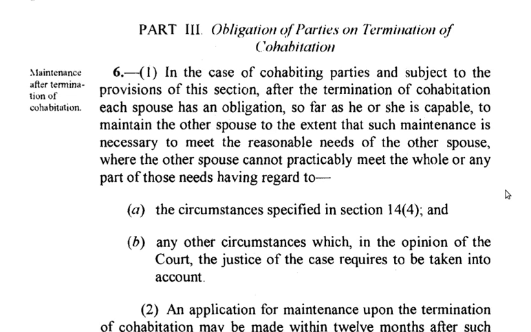In the case of cohabiting parties and subject to the provisions of this section, after the termination of cohabitation, each spouse has an obligation, so far as he or she is capable, to maintain the other spouse to the extent that such maintenance is necessary to meet the reasonable needs of the other spouse, where the other spouse cannot practicably meet the whole or any part of those needs having regard to the circumstances in section 14, subsection 4, and any other circumstances in which, in the opinion of the court, the justice of the case requires to be taken into account. So subsection 1 is similar to the case where the couple was married.